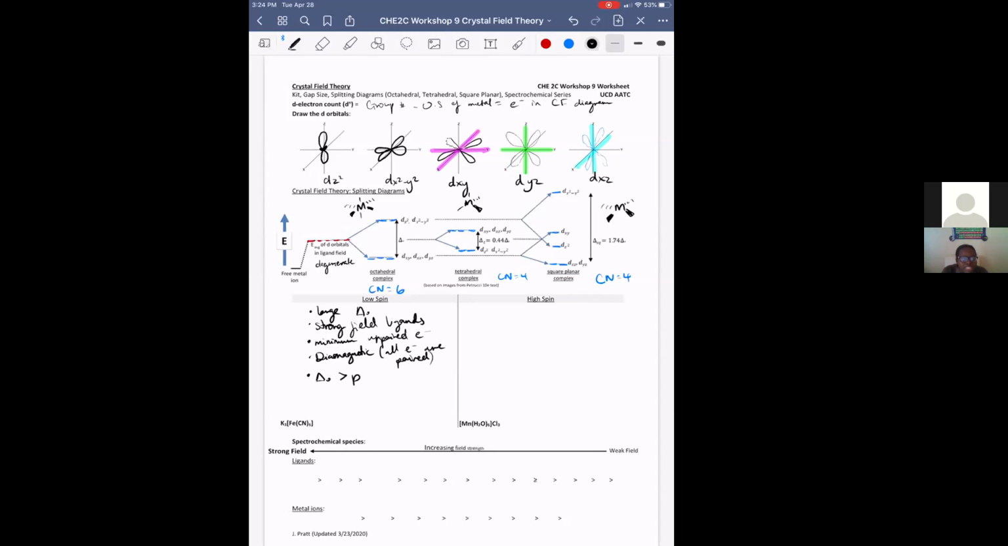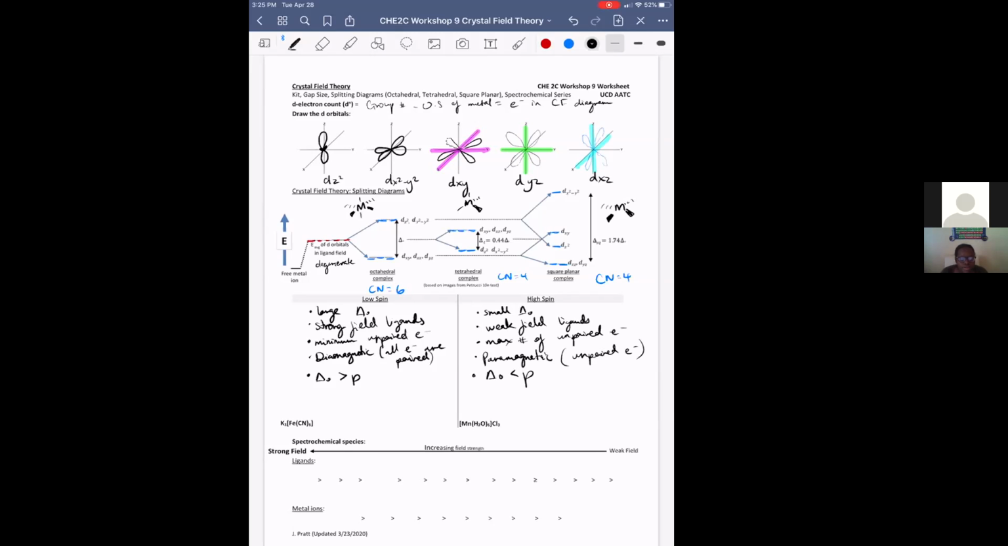We can also have a high spin designation for ligands. And for a high spin, we'll have smaller octahedral splitting energies. These will be our weak field ligands for our high spin. And then we have the maximum number of unpaired electrons. We'll also see that it's generally going to be paramagnetic, and this just means that we have unpaired electrons. And then lastly, our field splitting should be less than pairing energy.